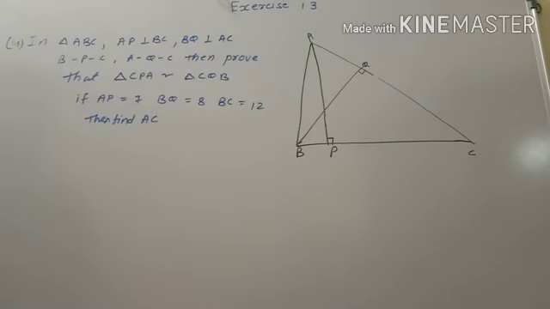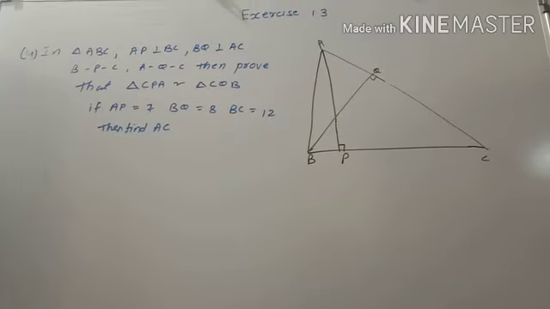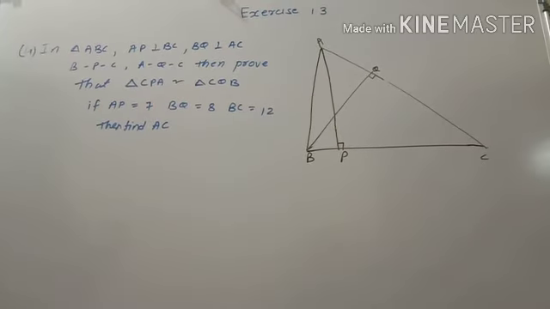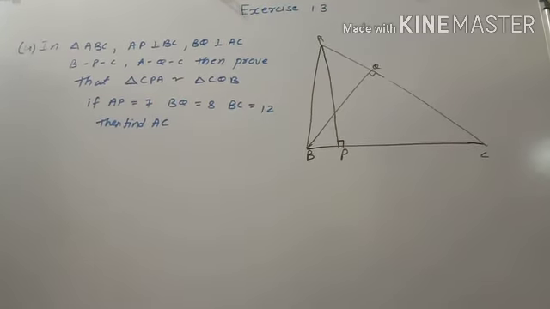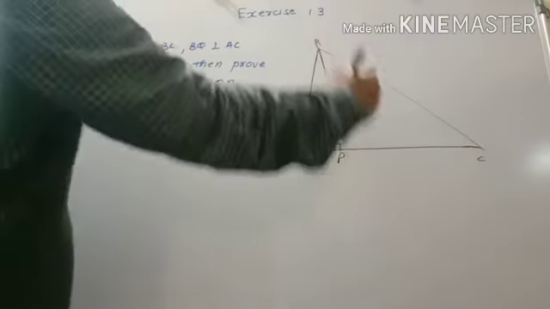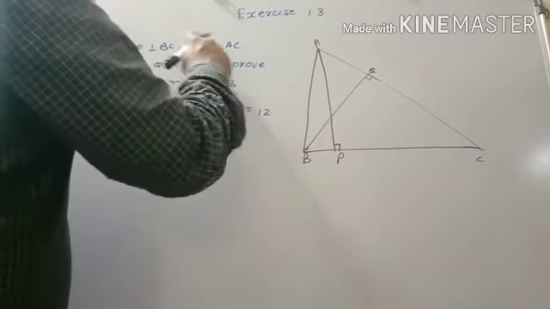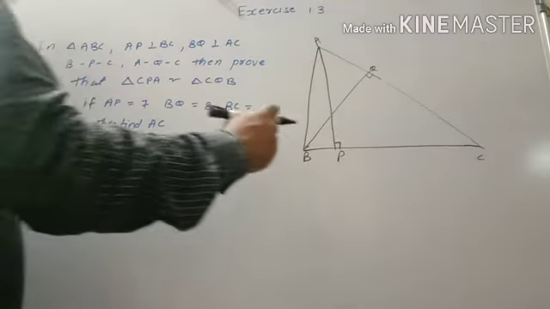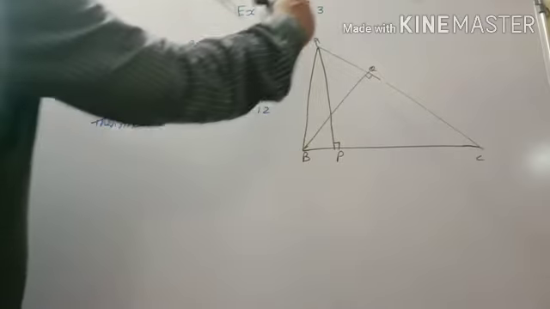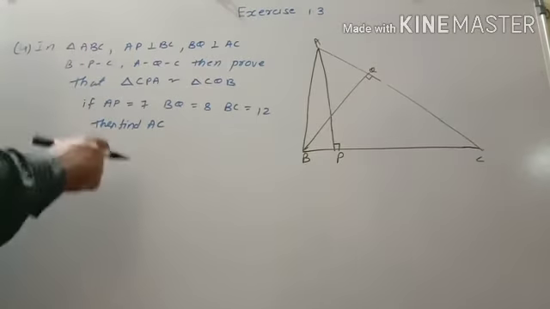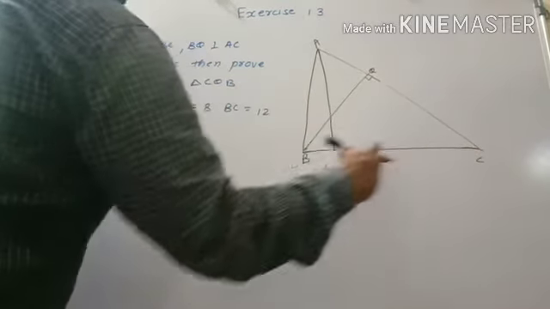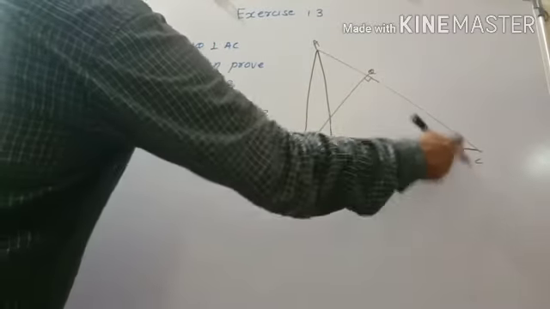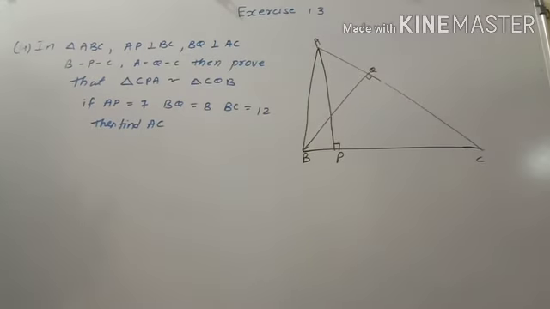Student, instead of solving question number 3, I solved question number 4. We will solve question number 3 in our next video, that is in part 2. Now we solve question number 4. In triangle ABC, AP is perpendicular to BC and BQ is perpendicular to AC. Now BPC is collinear and AQC is collinear. Then prove that triangle CPA and triangle CQB are similar.